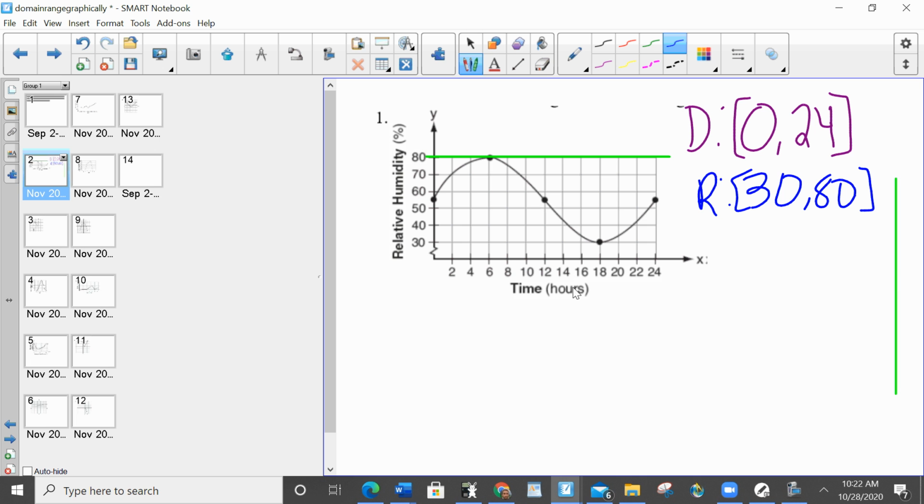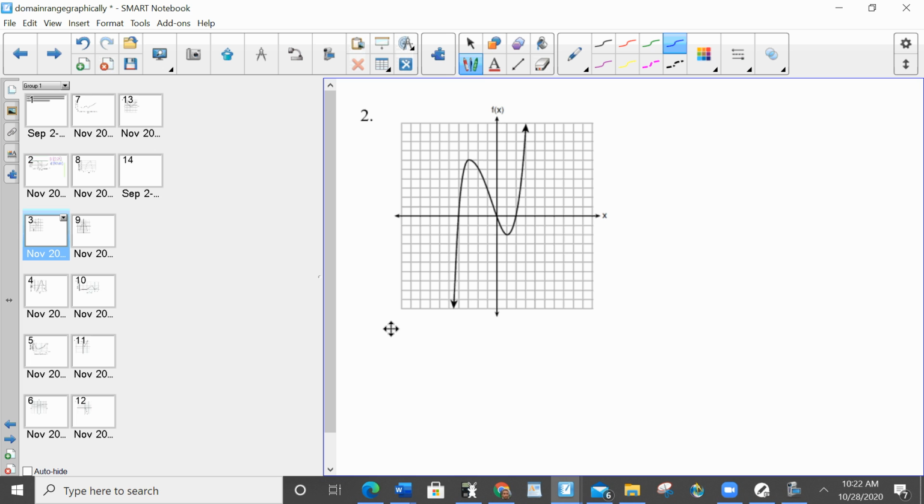That's what you've got to do. For the domain, you're going to take your pen, you're going to travel from left to right, notating where the graph starts and stops. And for range, I'm going to hold my pen horizontally, travel from bottom to top, again making a notation of where the graph starts and stops.